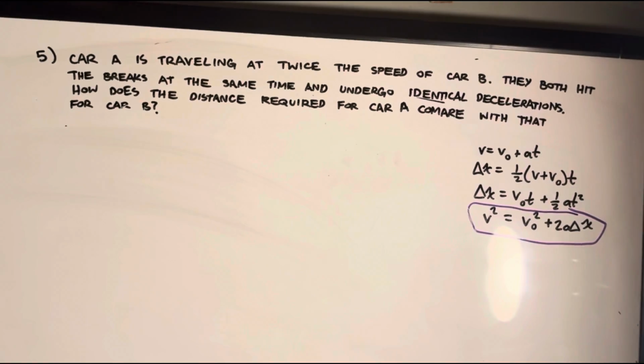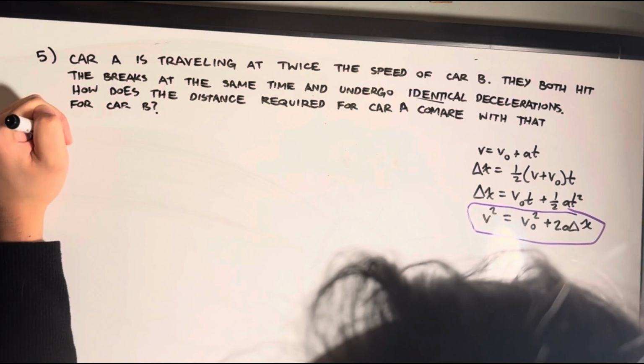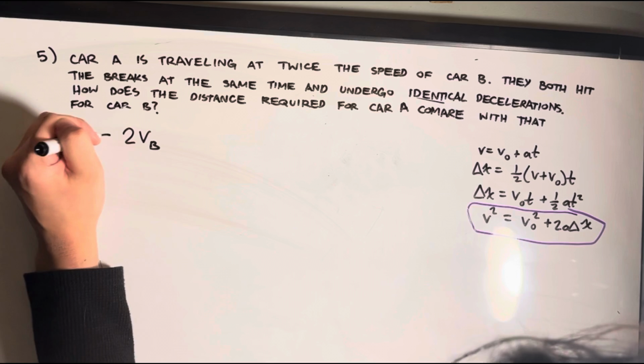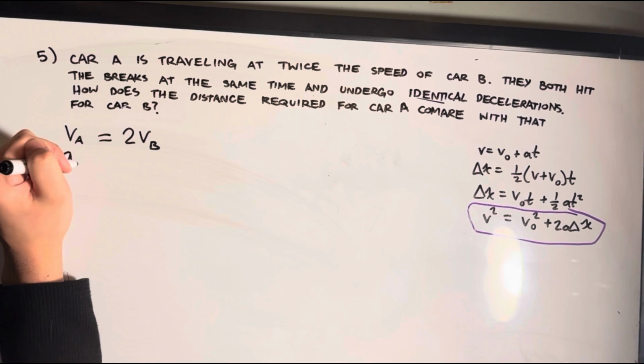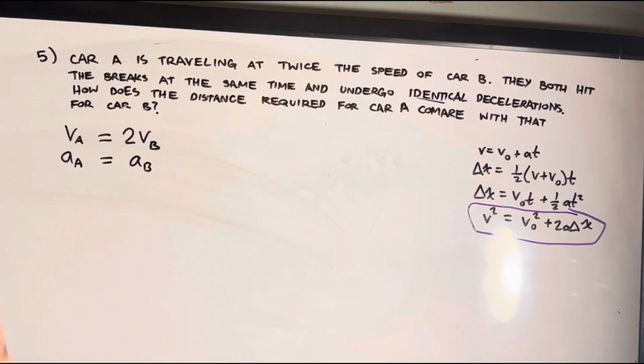All right, number 5. Car A is traveling at twice the speed of car B. They both hit the brakes at the same time and undergo identical decelerations. How does the distance required for car A compare with that for car B? So we know that the velocity for car A is twice the velocity for car B, so we set them equal. We know their accelerations are both identical, so we set them equal as well.